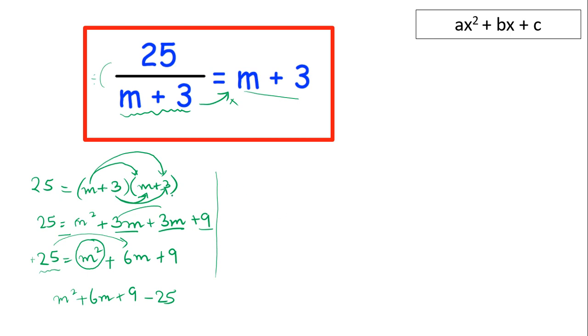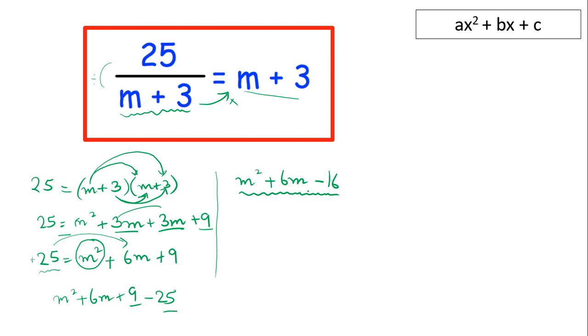Now once I have that, I'm going to see that m squared again does not have any other like term with it. I'm just going to write m squared plus 6m again, because there's no other like term to it. Now 9 and 25, they're both numbers, which means I can solve them. So 9 minus 25, if you check that out, it is a negative 16. Now this is my basic quadratic equation that I've got, m squared plus 6m minus 16.